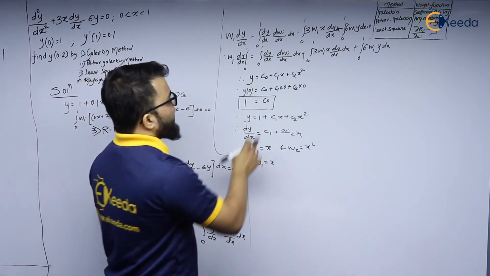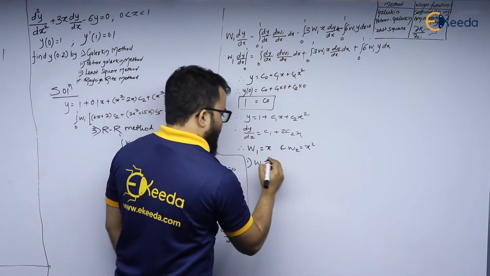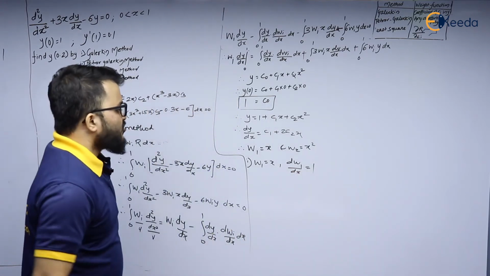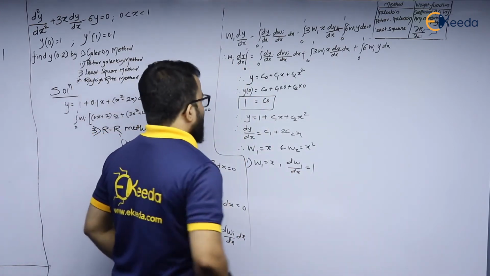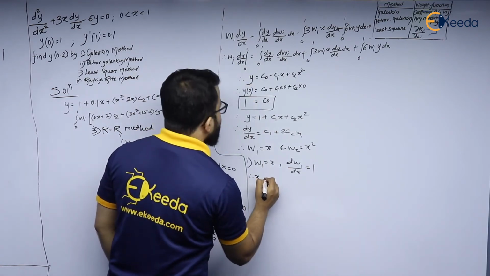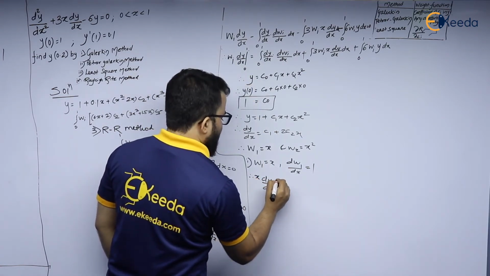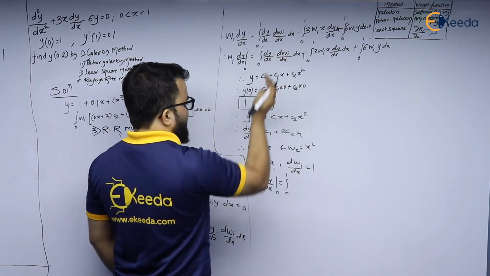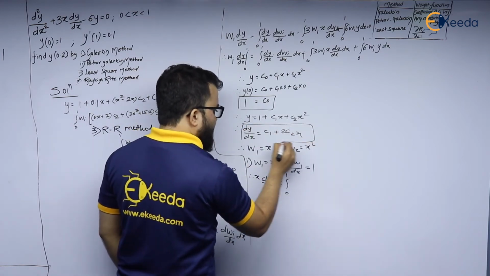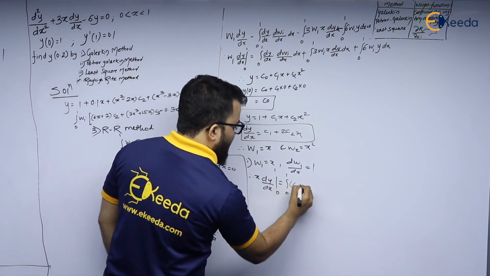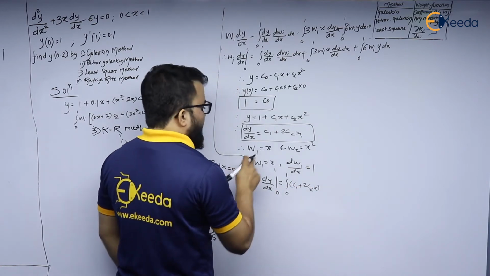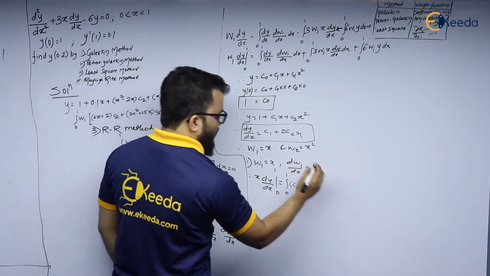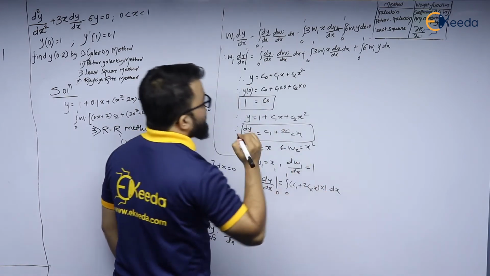I require dw upon dx also, so I will find dw1 upon dx, which is equal to 1. Now I will put all this data in this equation. So my equation becomes x dy by dx from 0 to 1 equals integral from 0 to 1. dy by dx is c1 plus 2c2x, into dw1 by dx, which is 1, into dx. So one term is completed.